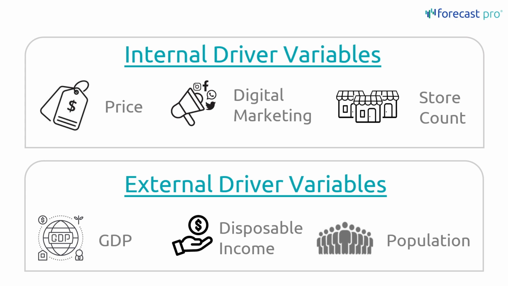And then there's the external drivers. These are usually big macroeconomic information, things like GDP or disposable income or population growth.